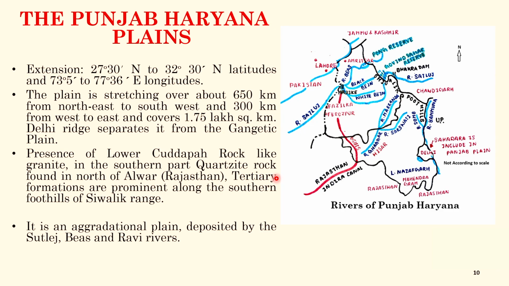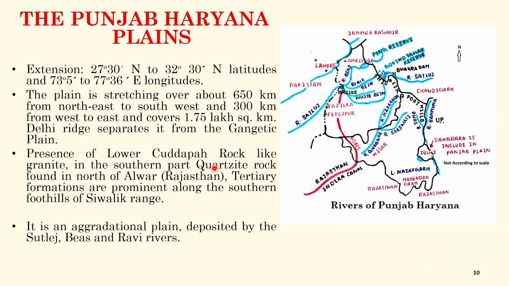The second one is the Punjab Haryana plains. The extension of the Punjab Haryana plain is 27 degree 30 minute north to 32 degree 30 minute north latitudes and 73 degree 5 minute to 77 degree 36 minute east longitudes. The plain stretches over 650 km from northeast to southwest and 300 km from west to east, and it covers almost 1.75 lakh square kilometer and is separated from the Delhi ridge.